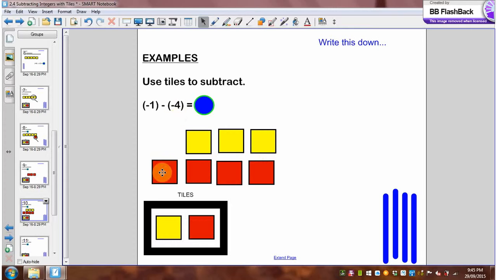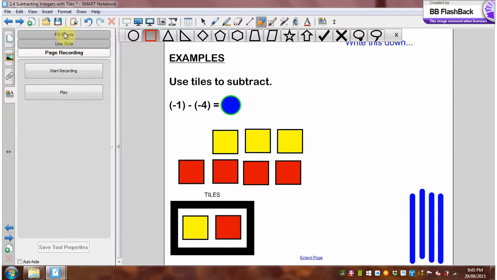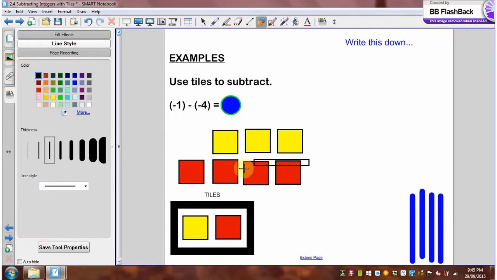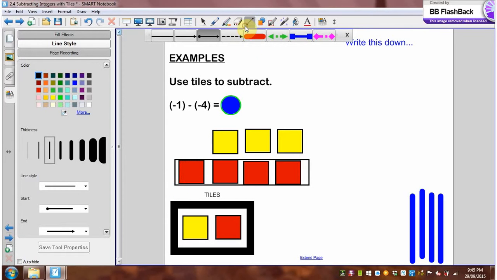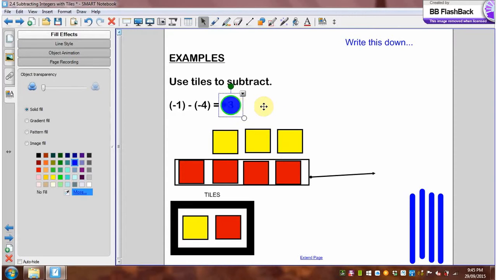Now, do we have 4 tiles here to take away? Yes, so we don't need to bring up any more. We're trying to take away 4, and we have 4 here. I'm going to circle the 4 tiles we're taking away. Here's our 4 tiles, and we're going to take those away. Then what are we left with? We're left with 1, 2, 3 positive tiles. So our answer should be +3.